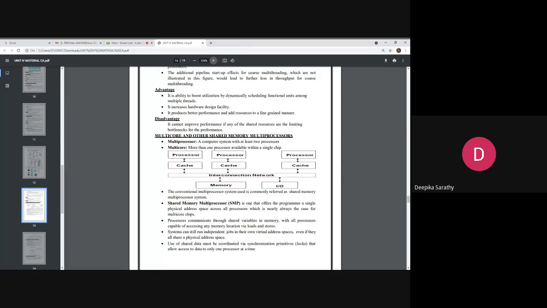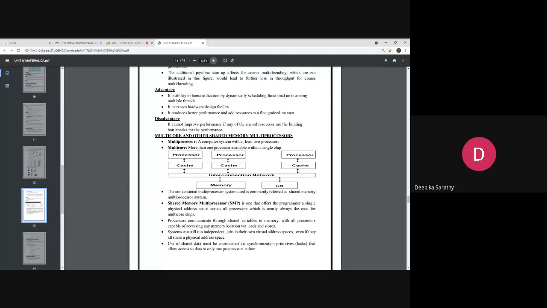Now all the processors can communicate through shared variables in memory, with all the processors capable of accessing any memory location via load and store. Next, systems can still run independent jobs in their own virtual address space. Even if they all share the same physical address space, their own virtual address space can be allocated and used.